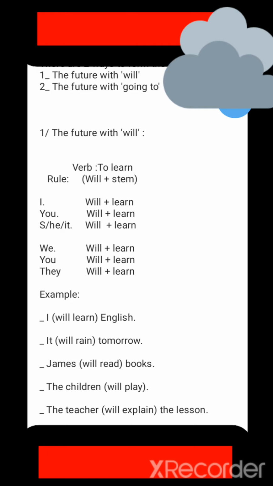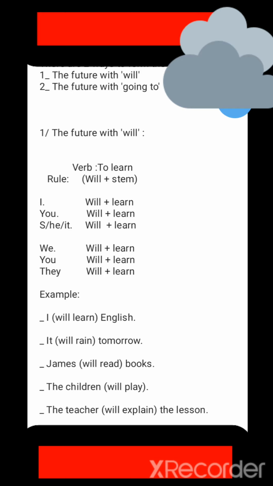Okay, we should know first that there are 2 ways to form the future simple. We have the future with will and the future with going to. We are going to start first with the future with will, as it is the easier one, and then we're going to move to the future with going to.